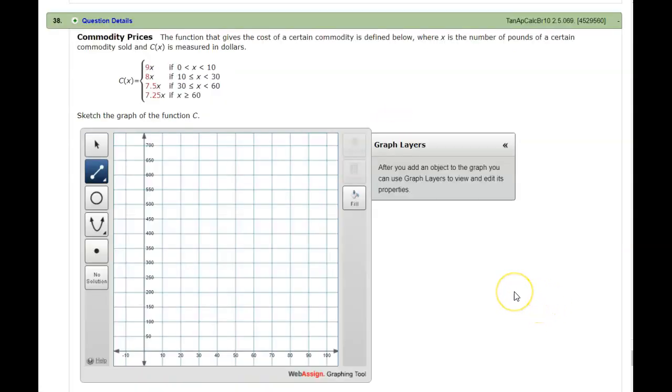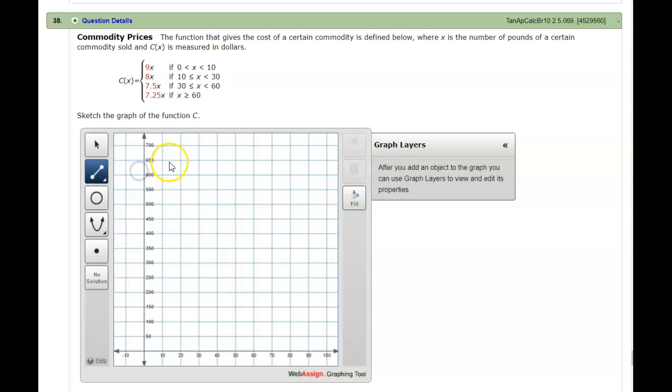It's been a little while since we played with the WebAssign graphing window, so let's go through the steps again. You're going to pick either the line, the ray, or the segment. And each of these has an endpoint. The last one does not, however. So x is greater than 60, so that one you're going to need the ray. So for the first few, you're going to need the segment.